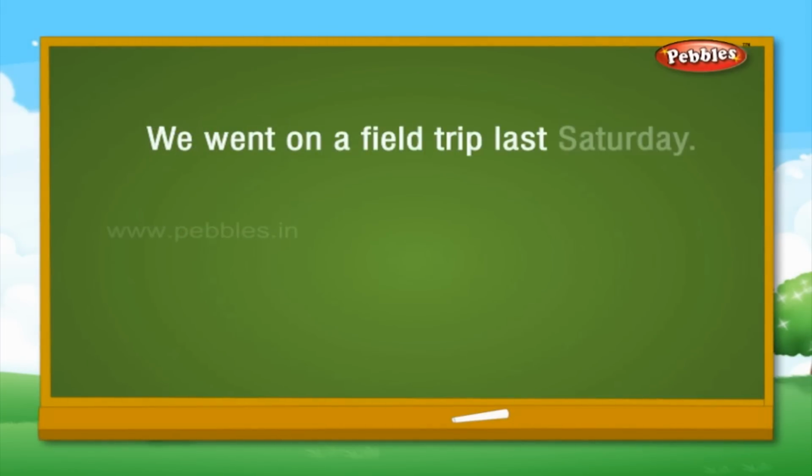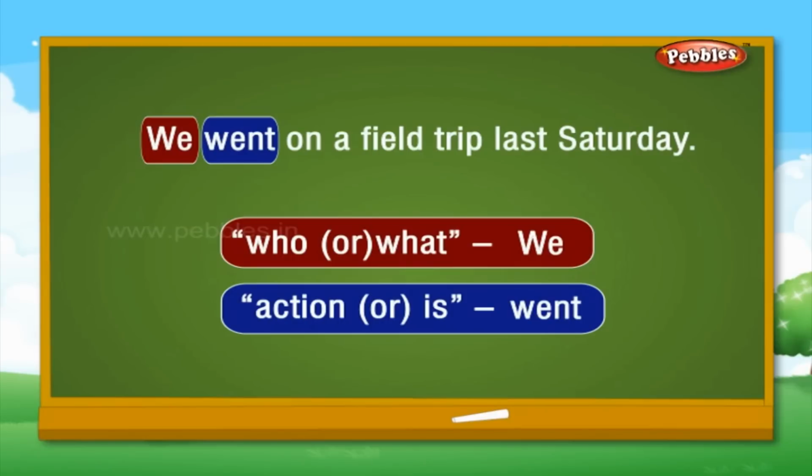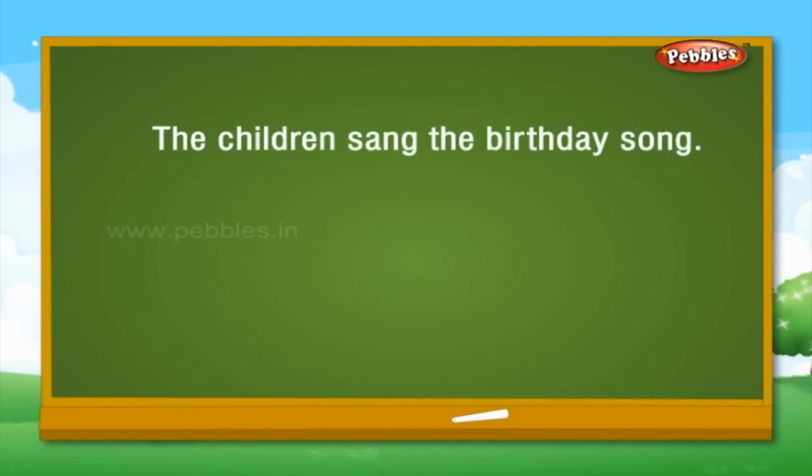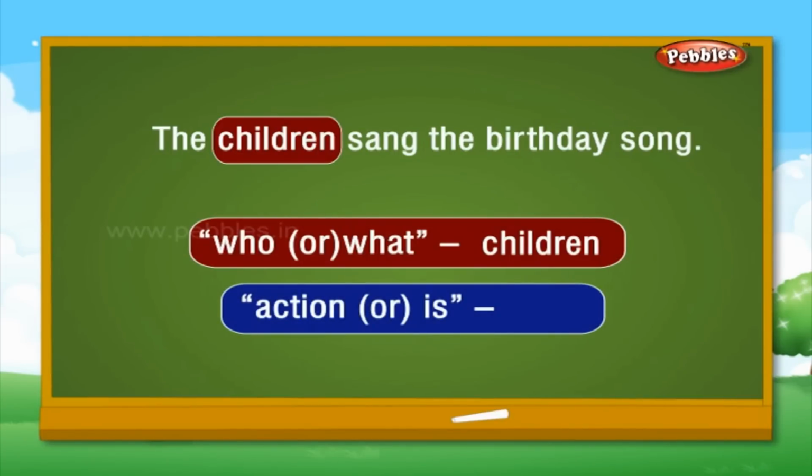We went on a field trip last Saturday. Who or what? We. Action or is, went. The children sang the birthday song. Who or what? Children. Action or is, sang.